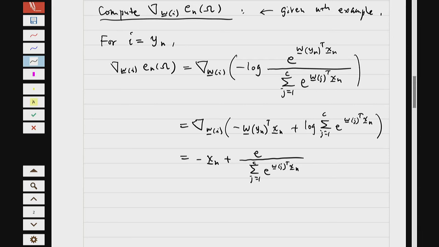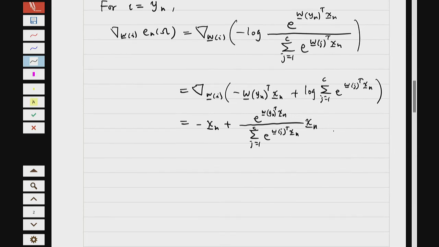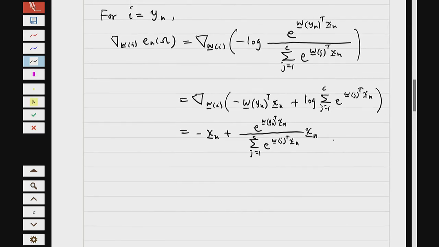So this is e to the wj transpose, no, not j, the i, or more precisely, yn. Only that term matters. And then finally, you take the gradient of the linear term, because that's the last step of the differentiation by the chain rule. So we get to this end. Again, we have seen this last time, so really nothing new here. I just compressed a few steps together because this is not the first time we see this. So this is for the case i equals yn.